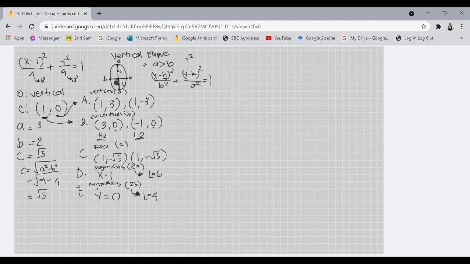For the co-vertices naman, left and right side, from the center ulit, so ang magbabago naman dun ay x-coordinate. By 2 units, nag-add tayo ng 2. As you can see, 1 plus 2 sa x-coordinate, copy y-coordinate, and then 1 minus 2 for x-coordinate, and then copy y-coordinate. Okay? Since left and right side.